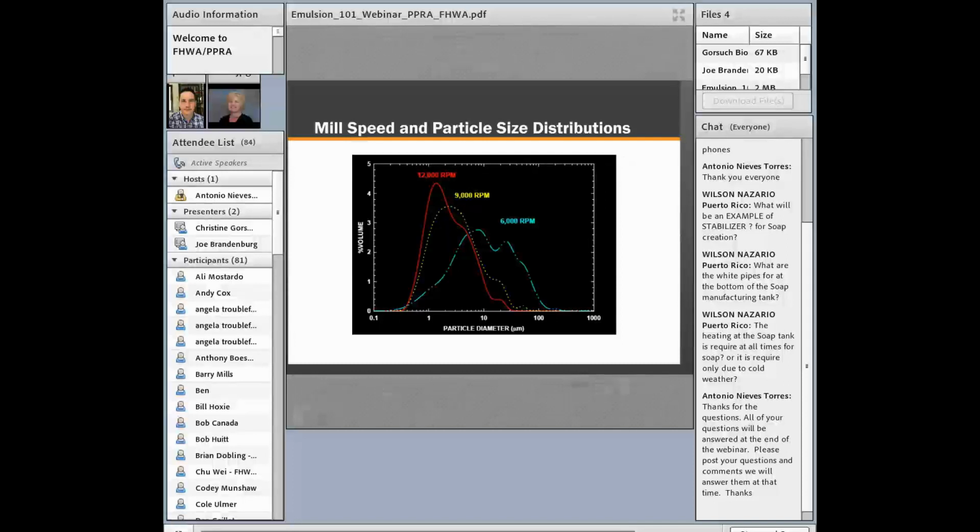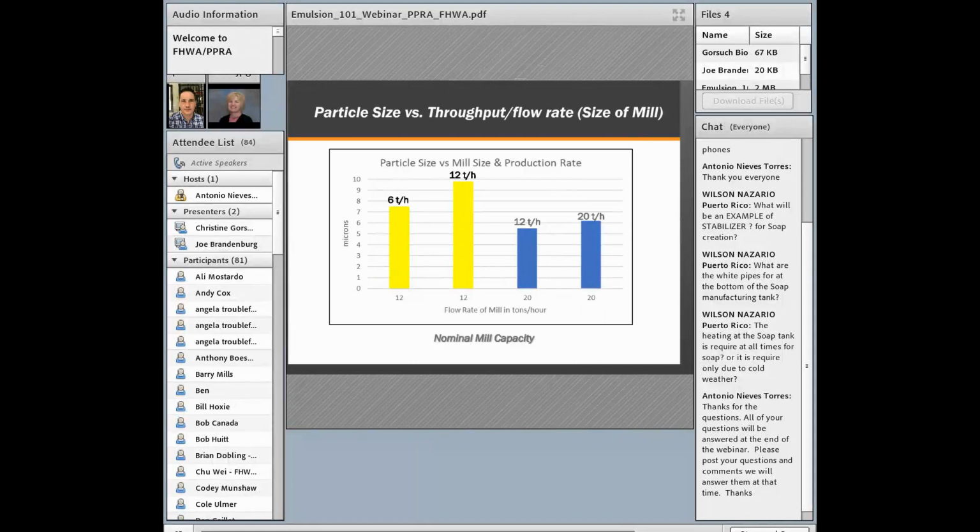So basically, the more energy that you put into manufacturing, the more shear happens, and the smaller your particle size distribution. Now, I don't think you could possibly ever run a production mill at 12,000 RPMs. I think most production mills are around 3,600 RPMs or so. But just to give you a comparison, the more shear that you apply, the tighter the particle size distribution, and again, generally speaking, the better quality of your emulsion.